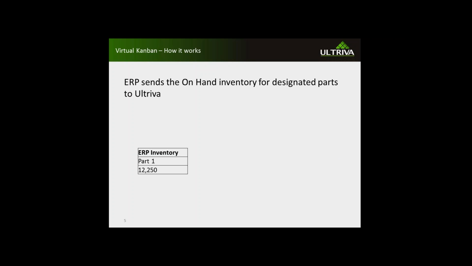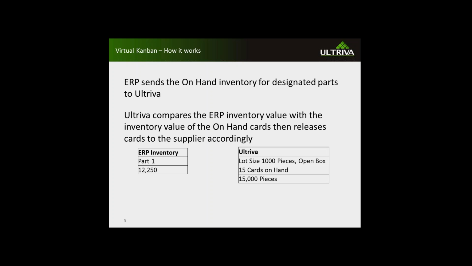So first off, what is Virtual Kanban? How does it work? What normally happens here is the ERP is going to send the on-hand inventory for some designated parts to Ultriva. And in this example, we have the ERP inventories for part 1. It's going to send 12,250 pieces. Okay, so what Ultriva is going to do is compare that 12,250 with what Ultriva has on hand, and then release cards accordingly to the supplier.